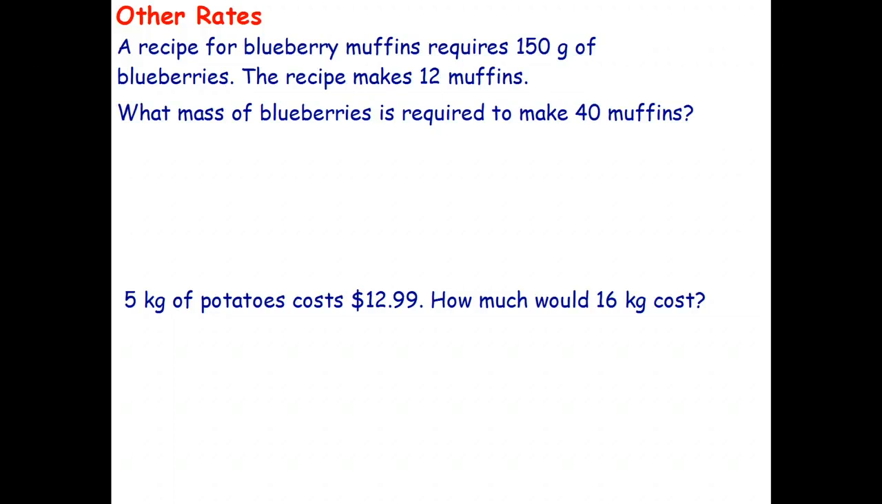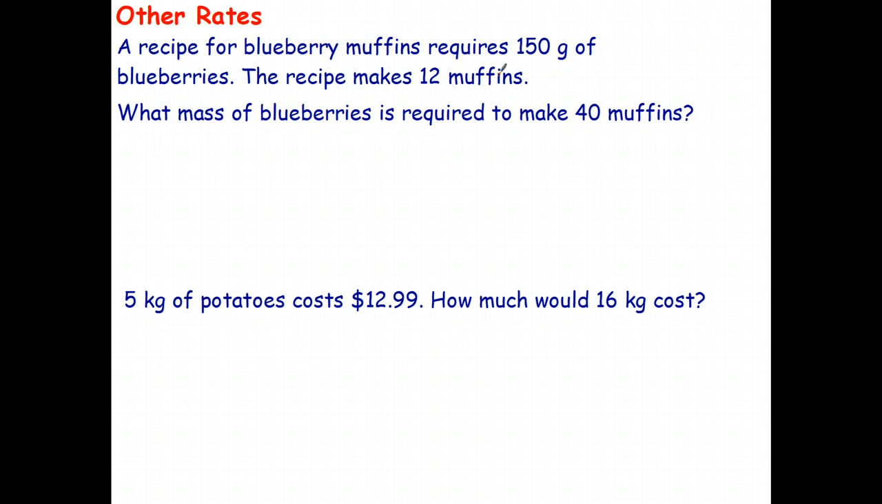Students that have a good sense of ratio and rate can probably work these things out using their own method, which is fine. I'm going to show you the method that I use when I'm first teaching it, because I think it makes it fairly easy for those that are first being introduced to the concept. Okay, question is, a recipe for blueberry muffins requires 150 grams of blueberries, and the recipe makes 12 muffins.